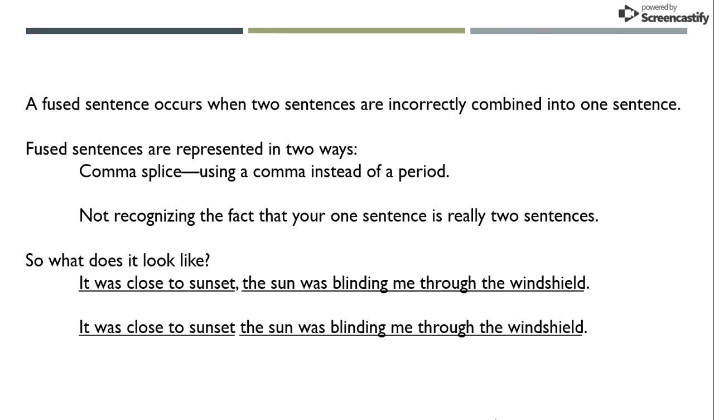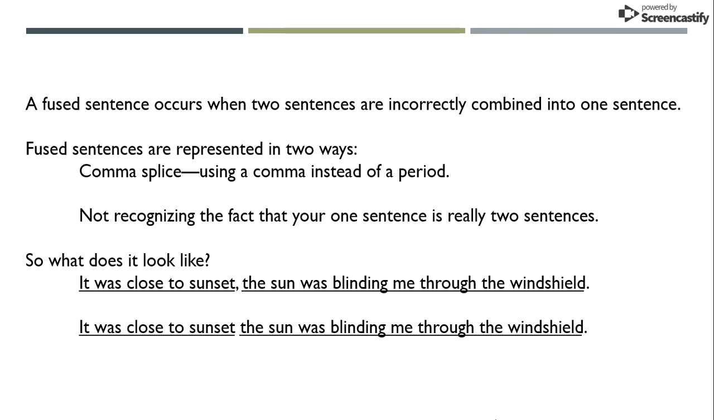The one we're going to focus on in this video is not recognizing the fact that your one sentence is really two sentences. And you don't have a comma in your sentence. You don't have a period, and you don't have anything in your sentence. And you can see that here in the final example on your screen. It was close to sunset. The sun was blinding me through the windshield. There's nothing there. The comma that you see in the sentence above it is just as wrong as this blank space that you see below it.